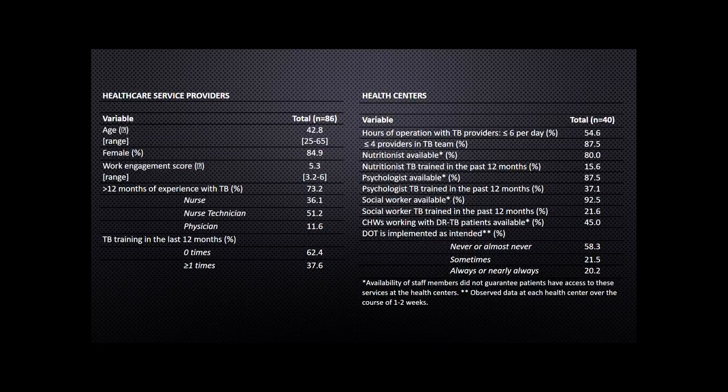I want to point out that in Peru, DOT is often not really implemented as intended. If you look at the health centers towards the bottom, more than half of the health centers almost never or never really implemented DOT. The nurses, of course, are really busy. They have many, many patients to look after and administrative work to do, so they cannot always be there for the patients.